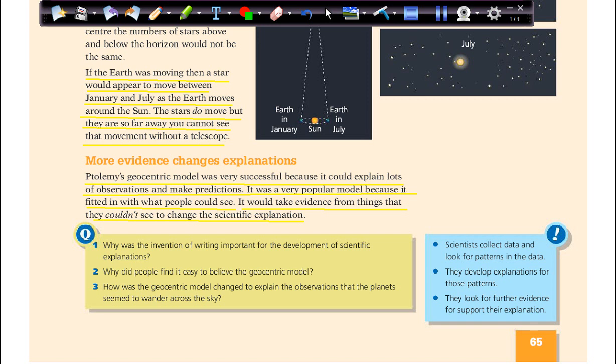So this is the story about the geocentric model, and I hope you understood the lesson. I will meet you in a new lesson.